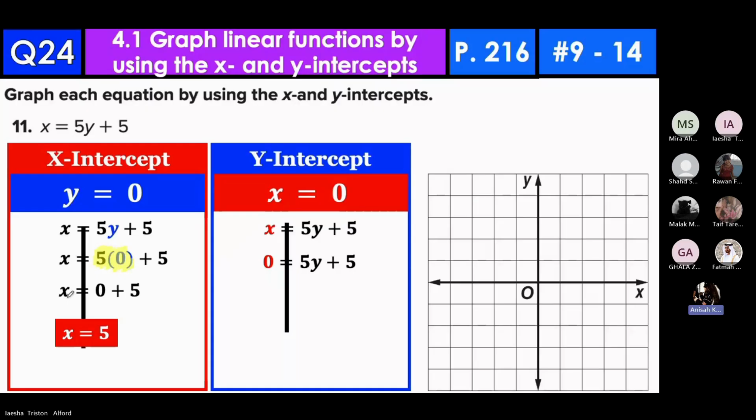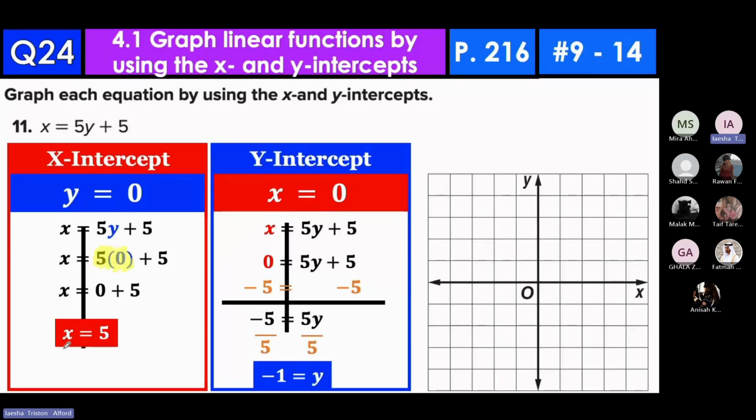Negative 5 what side? Yes. So you get this. Then divide 5 what side? Okay. Y is equal to negative 1.